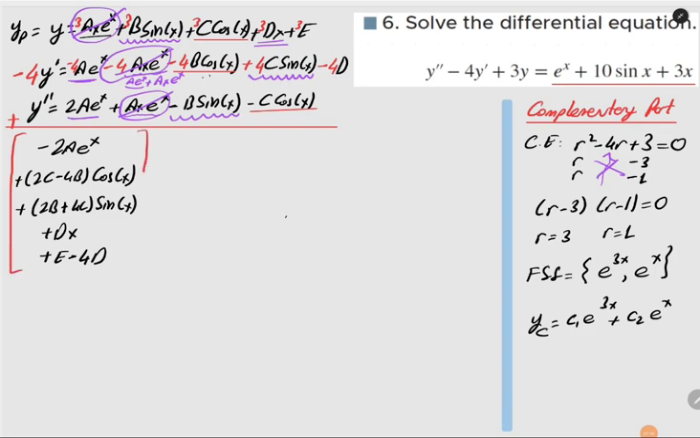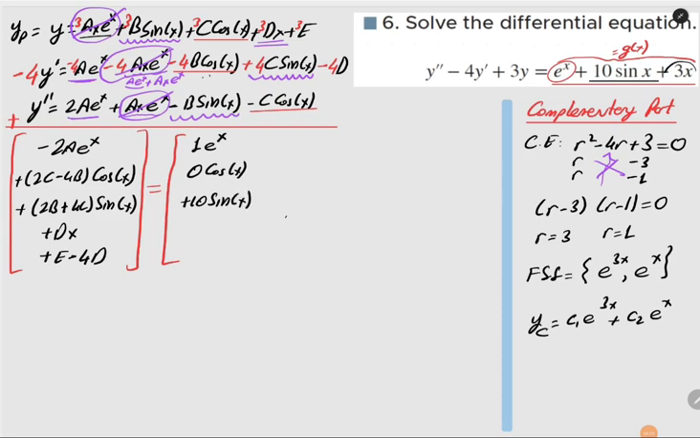And let's write it in a vector-like form to equate our right-hand side given by the function g of x. Remember, from our previous problem-solving video, we named this function as g of x. And at g of x, we have a e to the x term, and let's start by writing 1 e to the x, and there is no cosine x term, and we can say it is 0 times cosine x. What about sine x? We have 10 times sine x, plus 3x, plus 0. So what we are left is just to equate the corresponding factors.